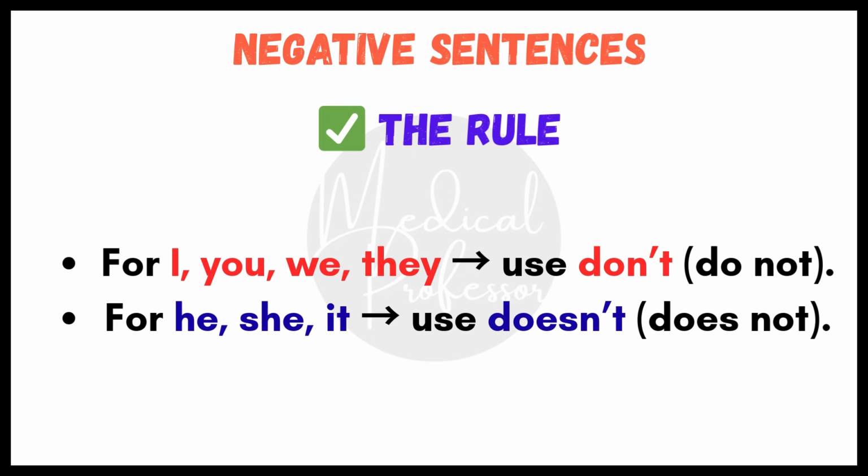Negative sentences. Now let's learn how to say negative sentences in the present simple. Negative means we want to say something is not true. The rule: for I, you, we, they, use do not. And for he, she, it, use does not.